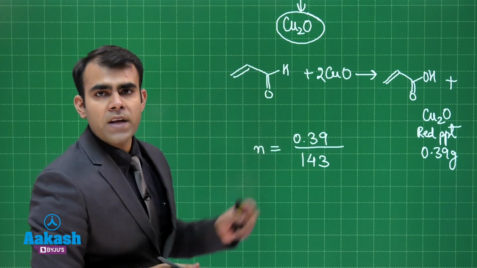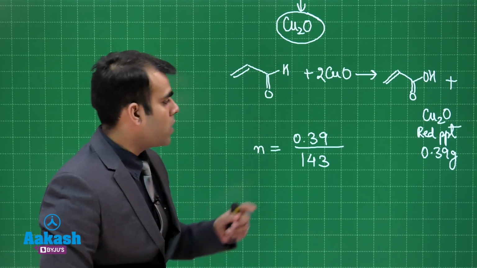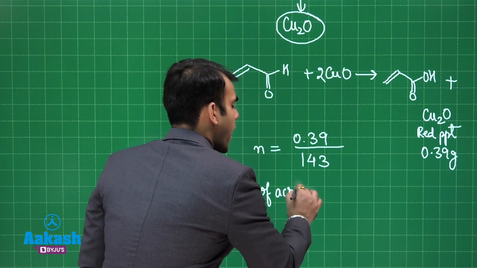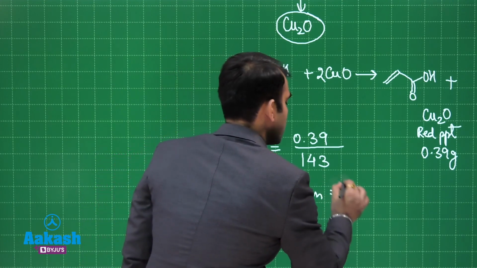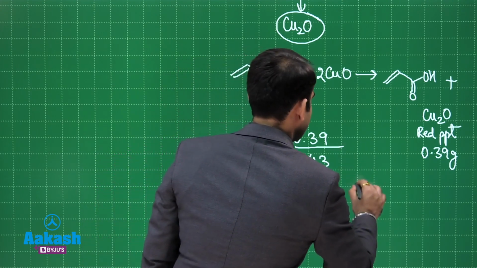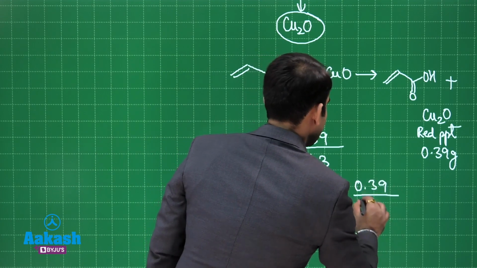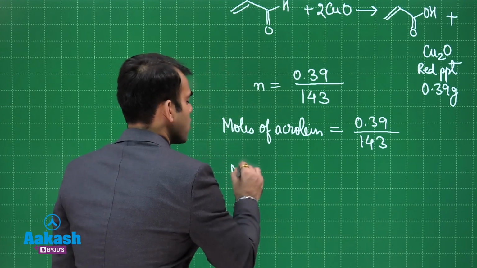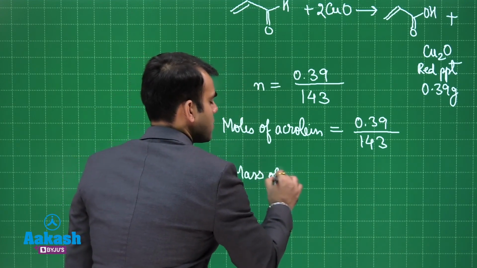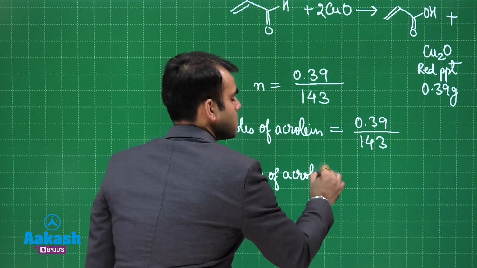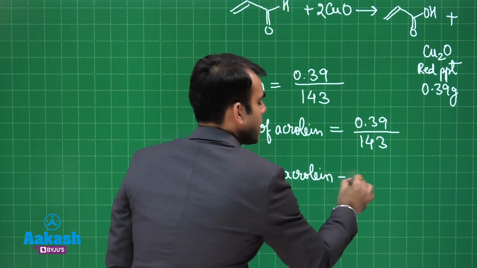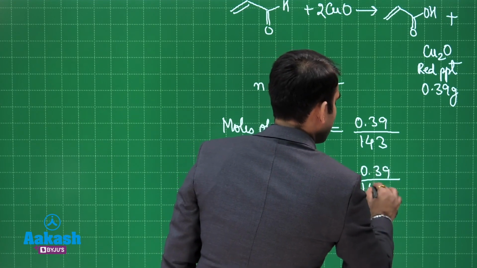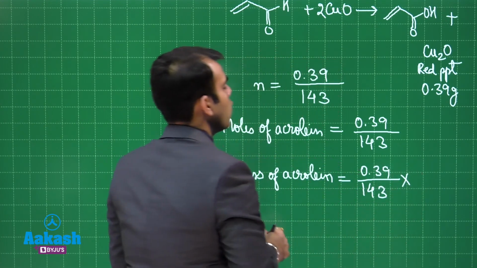Now from here we obtain the moles of Cu2O. So I can say that moles of acrolein is the same as that of moles of cuprous oxide, that is 0.39 divided by 143. And if I am going to calculate the mass of acrolein in the mixture, we will get 0.39 divided by 143 into the molar mass of acrolein.